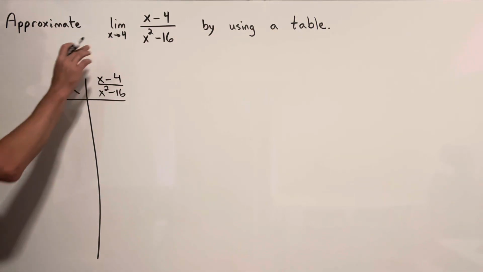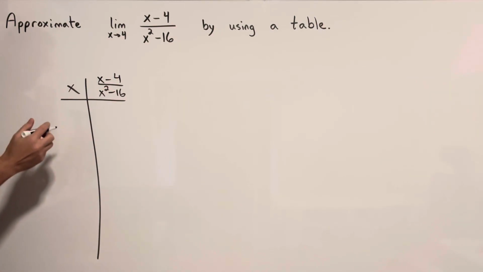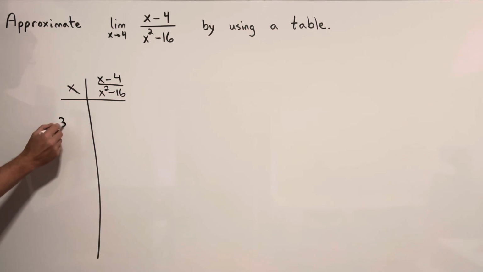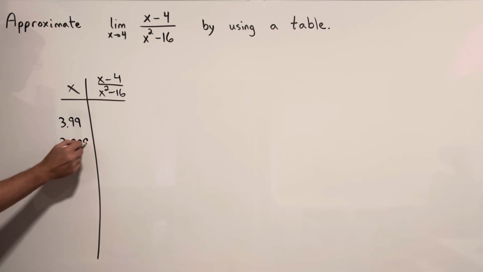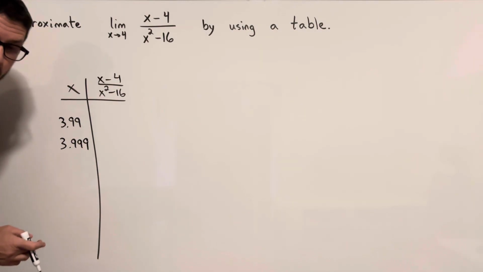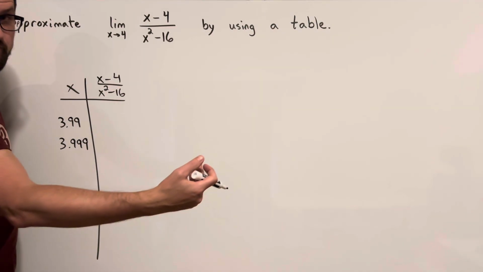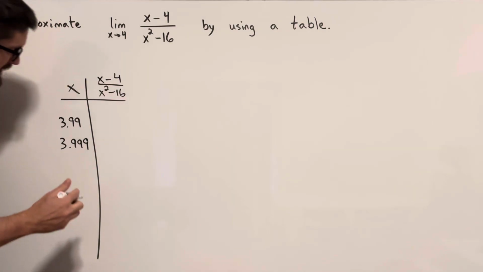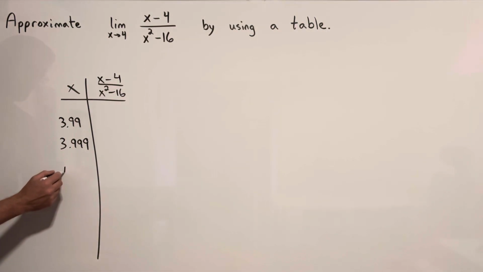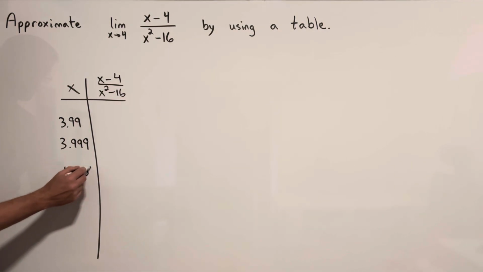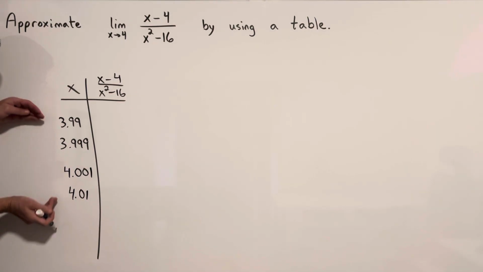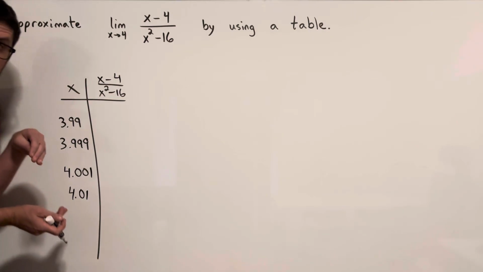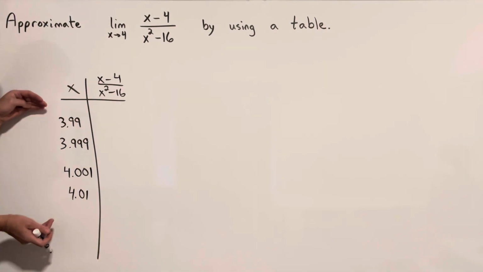So if you think about a number line and you're approaching 4, you could go, let's say, 3.99 and then 3.999. That gets really, really close to 4. And if you approach it from the right on the number line, you could go 4.001, 4.01. So I'm approaching 4 as if you were on a number line.